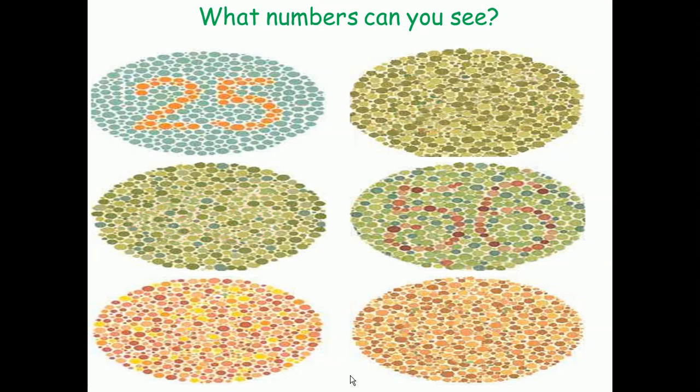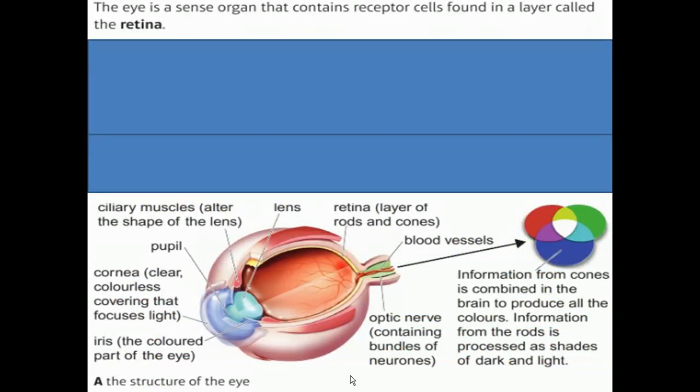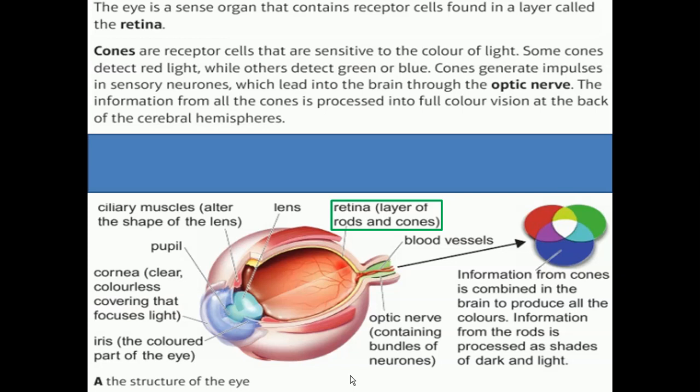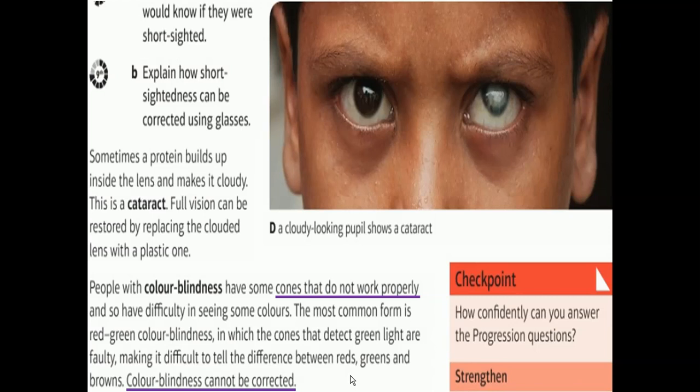Another problem with the eye is that some people cannot see certain colors. And this is color blindness. We mentioned earlier that in the retina there are two types of receptor cells. So you've got cone receptor cells, and they detect color, and then rod receptor cells, which detect light intensity. To remember both of them, think about cones being colored. So they're the ones that detect color, whereas rods are the receptor cells located in the retina that detect the light intensity. People with color blindness have cones that do not work properly. Unfortunately, color blindness cannot be corrected.